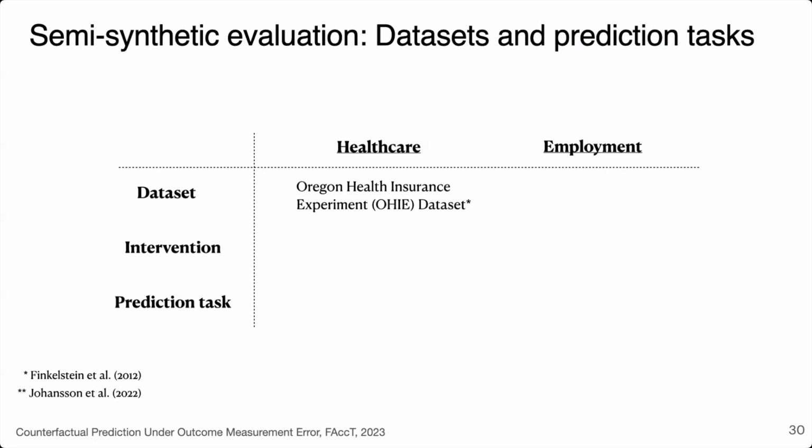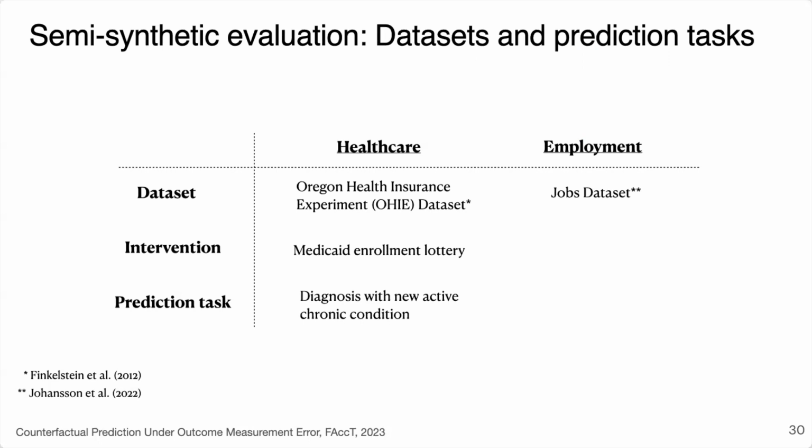And this first data set is the Oregon Health Insurance Experiment, which basically is a study in which Oregon residents were randomly enrolled or provided the opportunity to enroll in Medicaid based on a lottery. And we construct a prediction task in which we're predicting diagnosis with a new active chronic condition 1 year after the lottery. And then in the employment domain, we use the jobs data set, which is a combination of a randomized controlled trial and also an additional observational cohort that's added to it as well. And here the intervention is a job retraining program. And we're predicting several years later whether the participant in the retraining program will be unemployed.